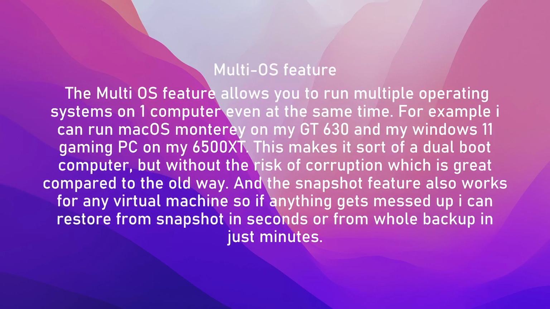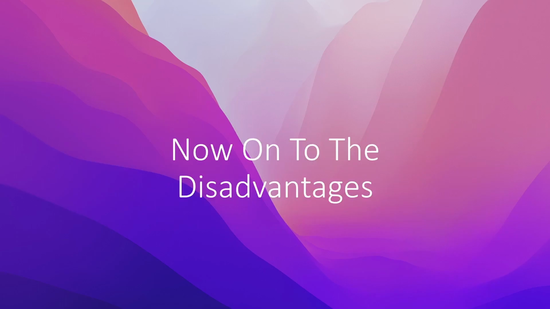Because Proxmox is a hypervisor, you can turn your existing computer into a multiple operating system computer, and you can run multiple operating systems on one computer even at the same time. As an example, I can run macOS Monterey on my GT630 and my Windows 11 gaming PC VM on my 6500 XT. This makes it sort of a dual boot computer, but without the risk of corruption, which is great compared to the old way. And the snapshot feature also works for any virtual machine. So if anything gets messed up, I can restore from snapshot in seconds, or from a whole backup in just minutes. So let's go on to the disadvantages.